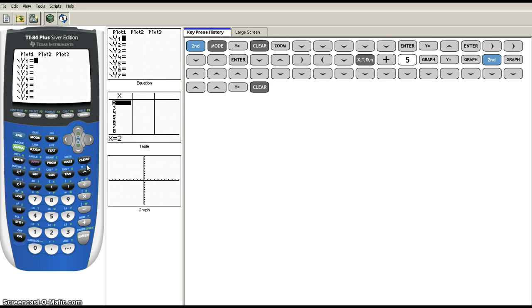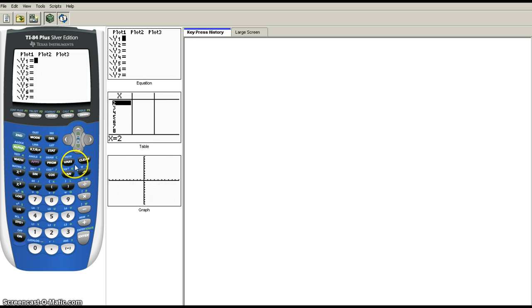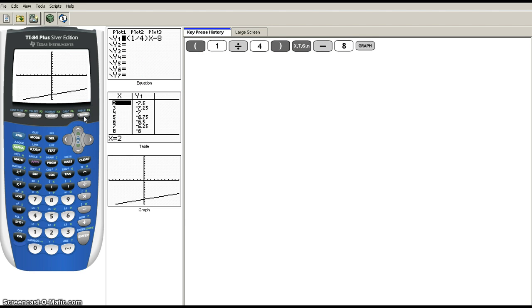Okay, let's try one that has a fraction in it. So I'm going to graph y equals 1/4 x minus 8. Notice when I did my fraction, I used my division, also parentheses. And if you want to know how I got that on my screen, here are my keystrokes over here to the right. And then hit graph. And there's my graph towards the bottom, a little bit flatter than the last line. You can see my equation, my table, and my graph.